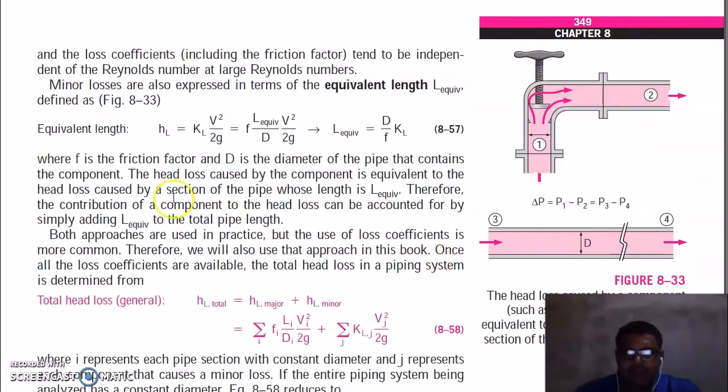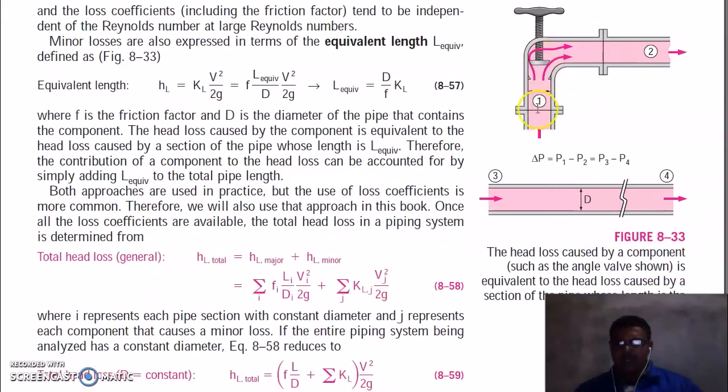So this is your minor loss, and this minor loss can also be expressed in terms of equivalent length, L equivalent. You can write it as friction factor times L equivalent V square by D into 2g, where L equivalent is equal to D by f into KL. f is the friction factor and D is the diameter of the pipe that contains the component. The head loss caused by the component is equivalent to the head loss caused by a section of pipe whose length is L equivalent. Therefore, the contribution of a component to head loss can be accounted for by simply adding L equivalent to the total pipe length.